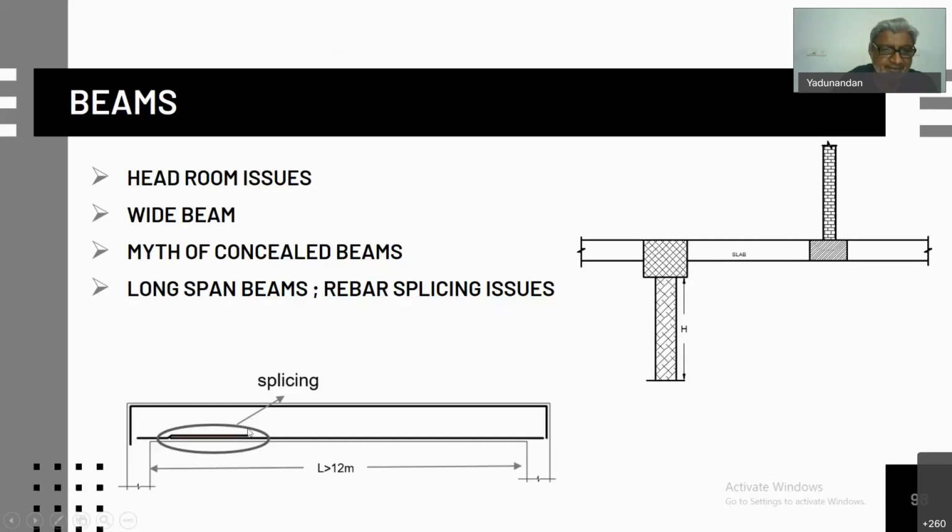When the length of the beam is long and the length of the rod is 12 meters, then normally splicing has to be done. It's normally done near one side of the support, and then it is staggered or split between this support and this support, so that all the bars are not spliced at one point.